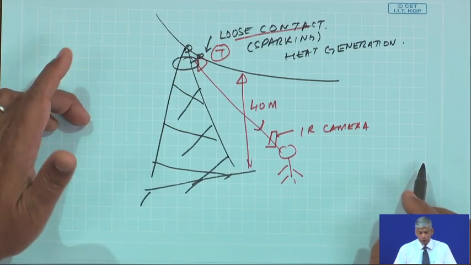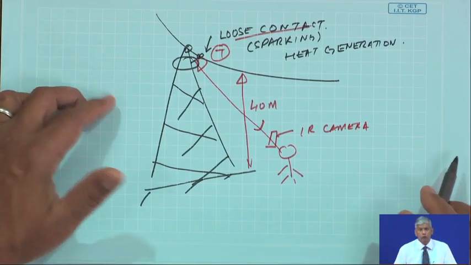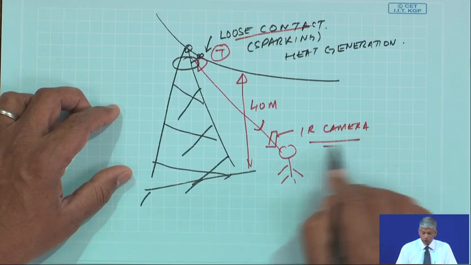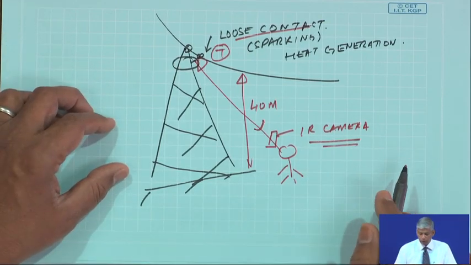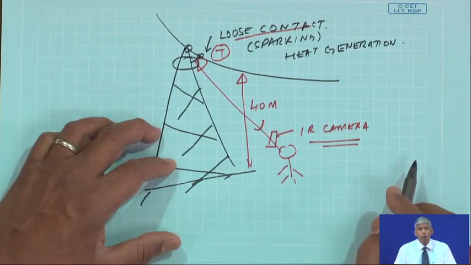Otherwise, imagine how do you detect such loose contacts? You will see a lot of voltage drops, etc. So, this is one typical advantage of IR cameras, and the same is true for windmills.